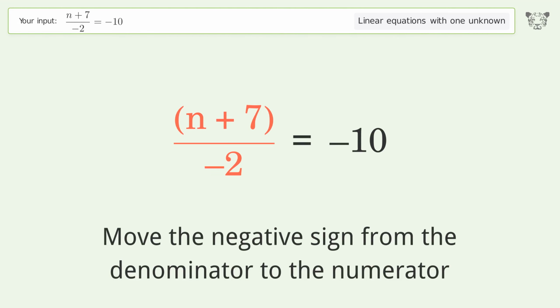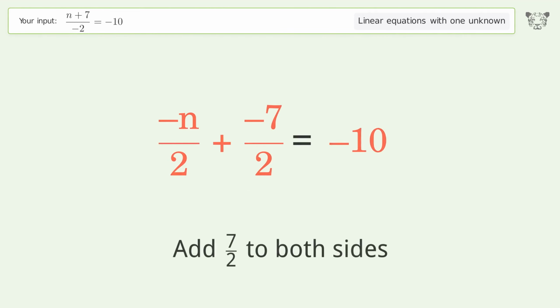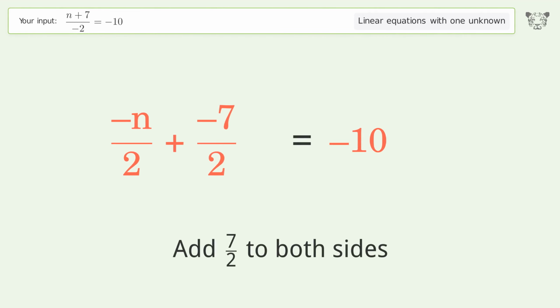Expand the parentheses. Break up the fraction. Group all constants on the right side of the equation. Add 7/2 to both sides.